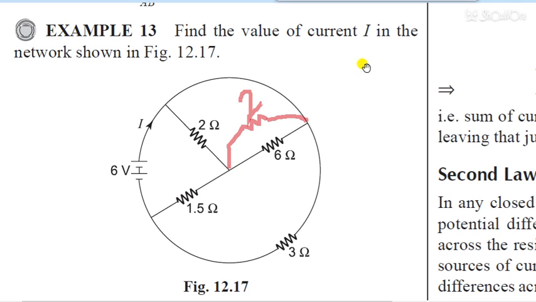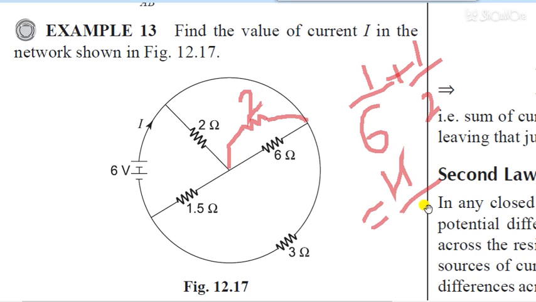2 and 6 in parallel will make 1 by 6 plus 1 by 2. So this will give me LCM is 6. So 4 by 6 will be here, and I have to take its reciprocal. That means this 2 and 6 will give me a new resistance. Let's suppose its value will be 6 by 4. So its value is again 1.5.